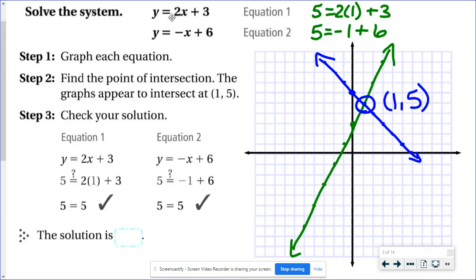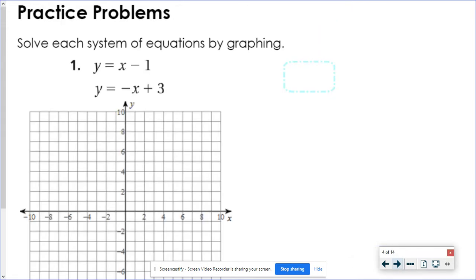So here is the work shown a little bit more step by step, and then my solution is 1, 5. That's how you check it. I know that not everybody checks every single solution, but that is how you can check to make sure that you've got the right ordered pair.